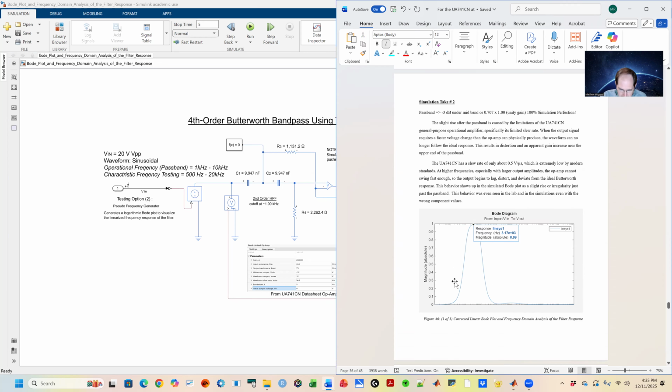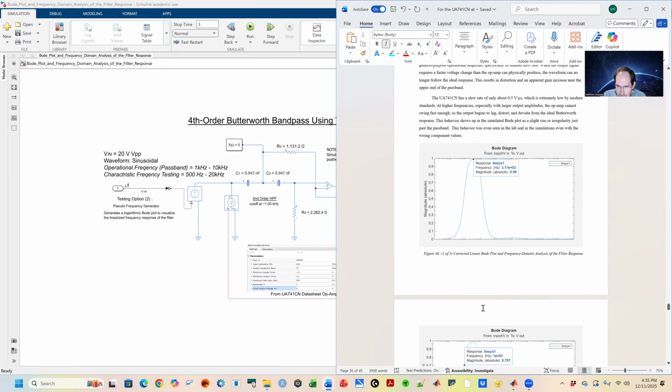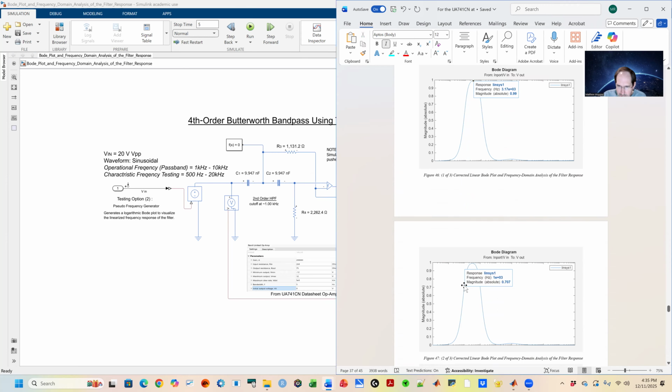In the stop bands, the gain drops sharply. So our stop bands will be right here, our lower stop band, and our upper stop band, which was actually here and here. And that's where it drops drastically on both sides. That's the filter rejecting the frequencies that we don't want on both sides.